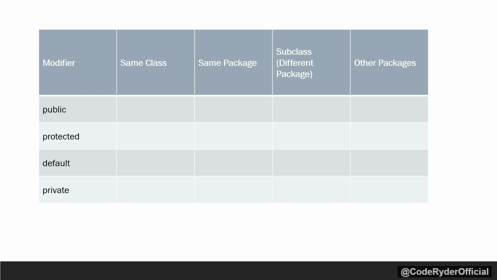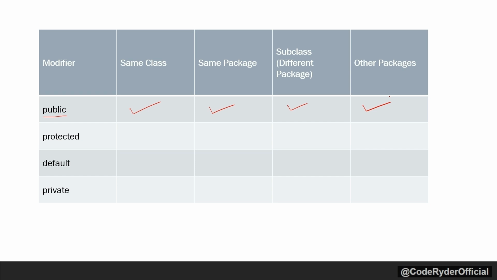Okay, so if you have a public modifier, can that be accessed within the same class? Obviously, the answer is yes, it can be accessed. And can that be accessed in the same package? Basically, it's public, so it can be accessed anywhere. So yes, it can be accessed in the same package. A subclass in a different package, yes, it can be accessed. What about other packages? Obviously, it can be accessed.